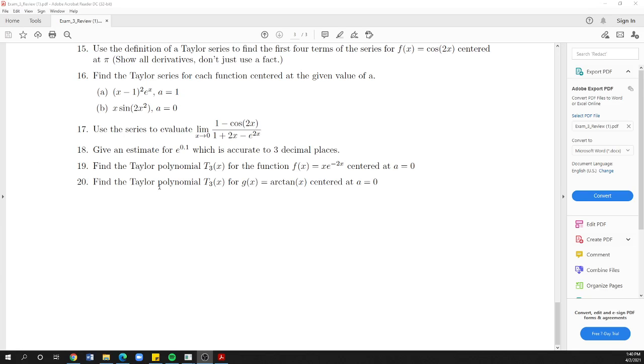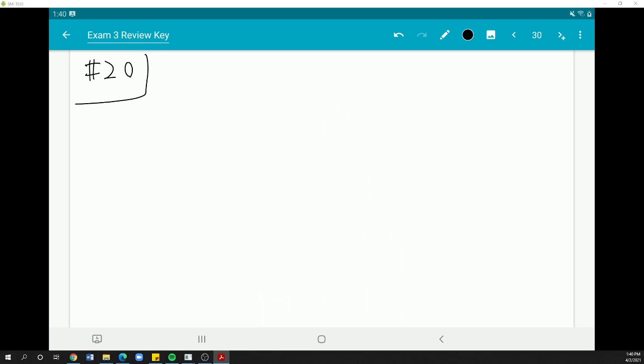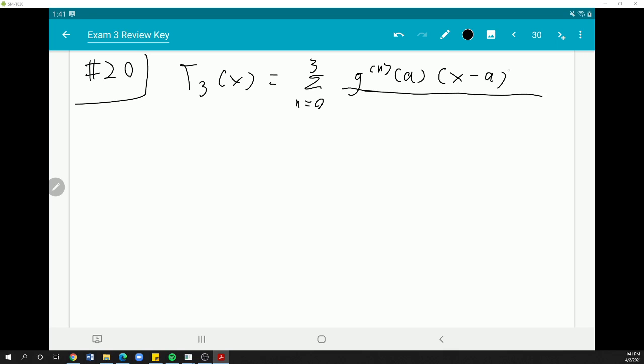Last problem, number 20. Now find another Taylor polynomial for g of x, arctan of x, centered at a equals 0. So once again, T3 of x is going to be, by definition, the sum from n equals 0 to 3 of g to the n of a, over n factorial, times x minus a to the n. That's the definition of the Taylor polynomial.